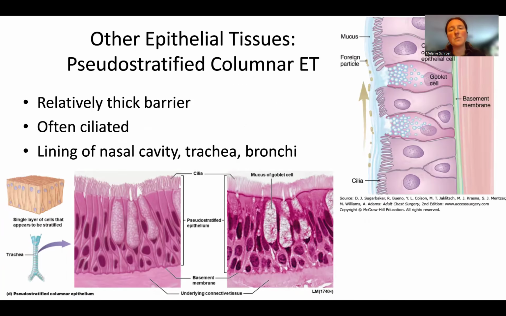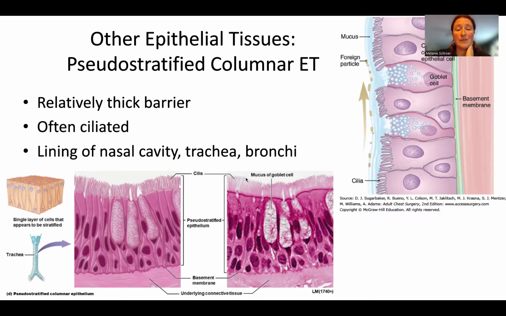Okay. There is one other type of simple epithelial tissue. This is called pseudostratified columnar epithelial tissue. Pseudo because it looks stratified. It looks like there are multiple rows of cells stacked on top of each other, but if you look closely, all of these cells are technically attached to that basement membrane. So this forms a relatively thick barrier against whatever's in the outside world.